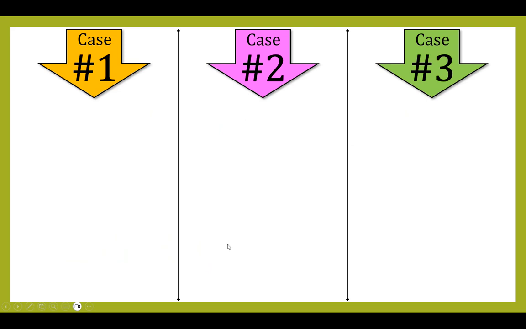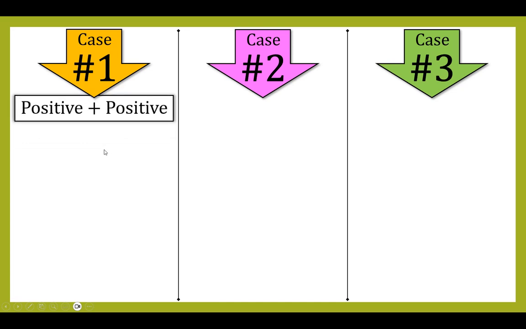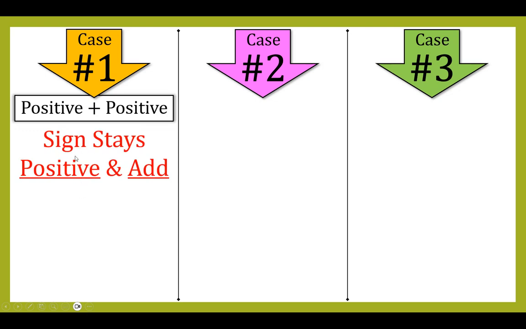Okay, so let's look at three different cases. Case number one, a positive plus a positive. Here the sign will stay positive and you will add the two numbers together. So let's look at an example. Here I have 5 minus negative 8, and again I'm going to add the opposite because it was a subtraction problem, so I made the subtraction an addition problem.